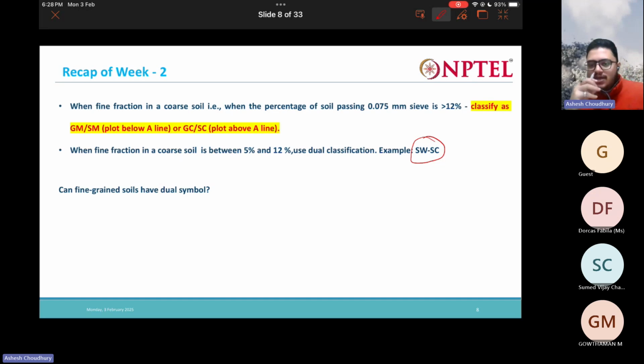So this was about coarse grained soil, right? So now tell me, can fine grained soil have dual symbols? Can fine grained soil, clay or silt, meaning most of the soil is clay or silt. Okay, forget about coarse grain. Can fine grained soil have dual symbols? Yes or no?